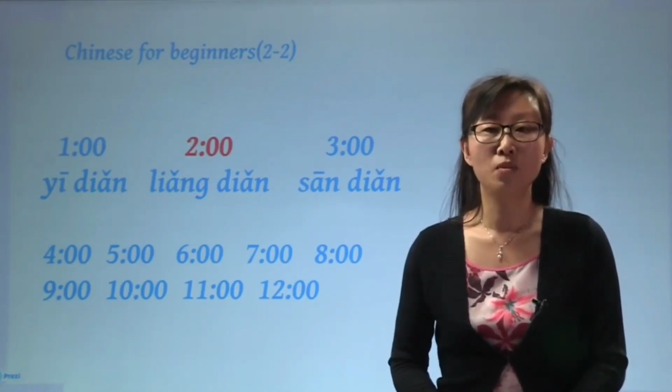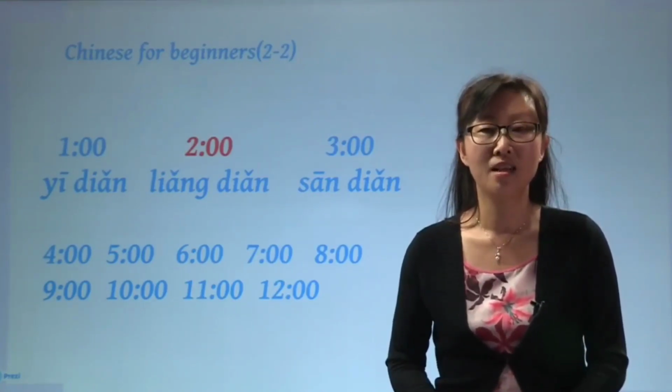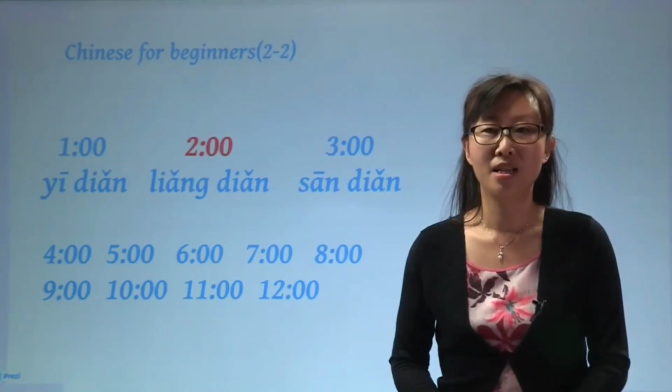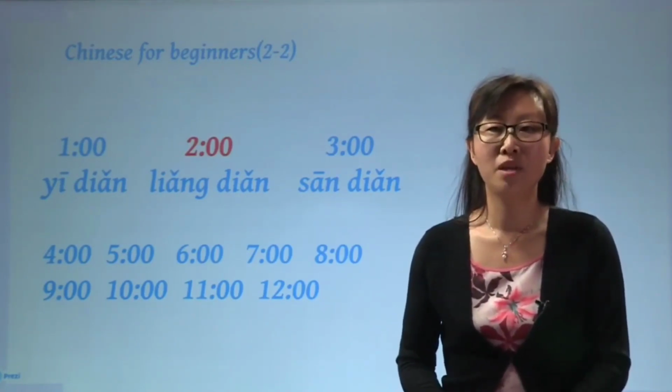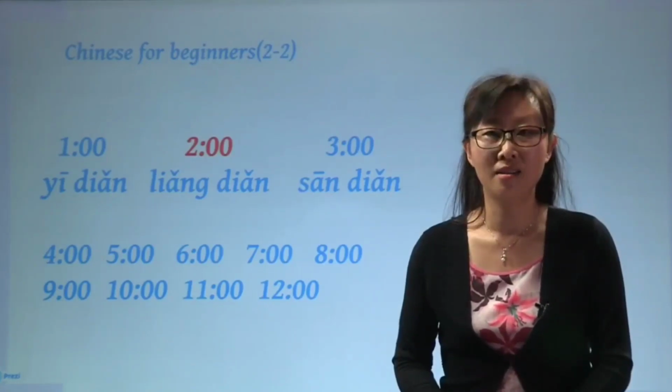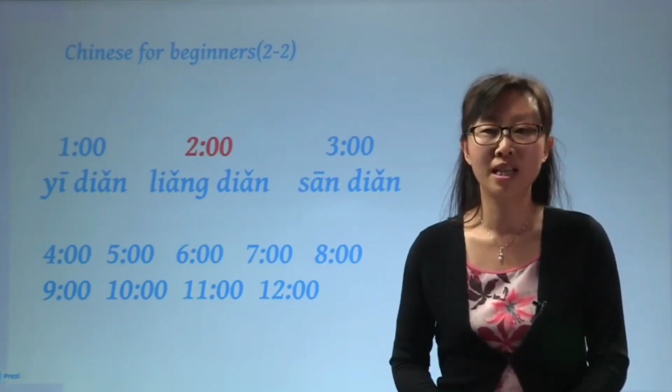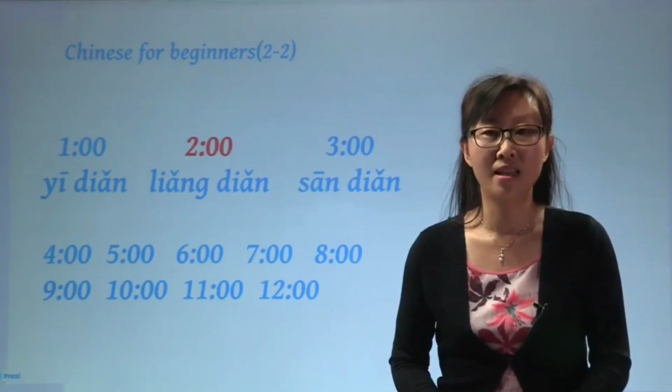There are some measure words in English as well. For example, a cup of tea. Cup is the measure word. So you can never say 2, 2 before any measure word. You have to say 2. So 2 o'clock in Chinese is 2点 instead of 2点.